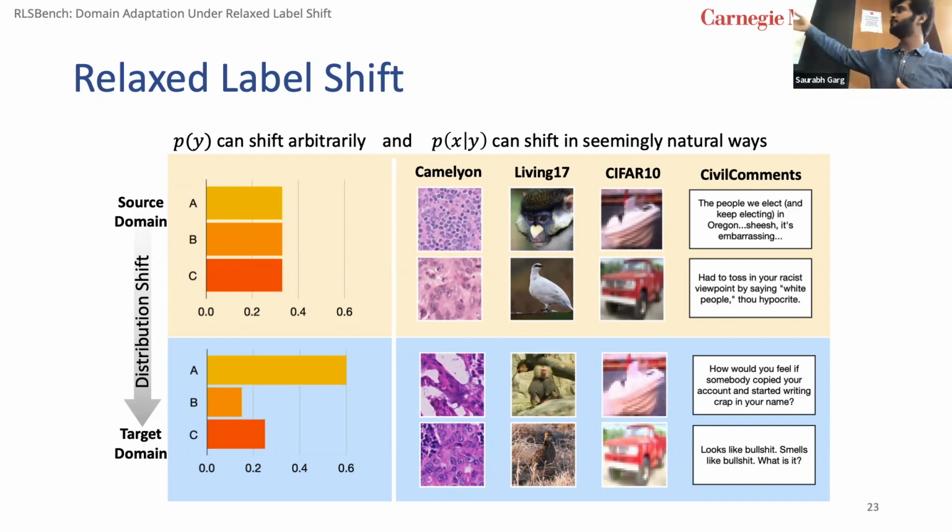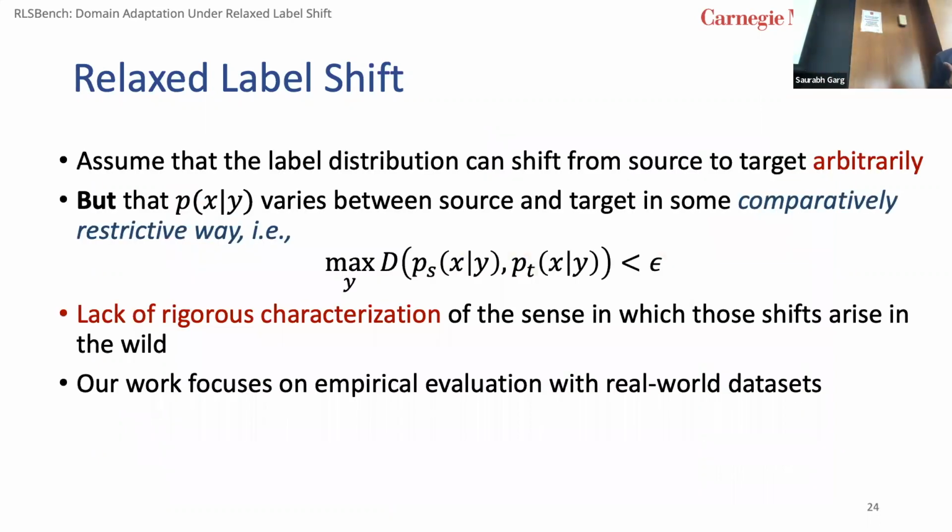And similarly, for CIFAR-10, here we have changed the saturation of these images. And these things can also happen in tabular or NLP datasets. So basically, we'll assume that this P of X given Y varies between source and target in some comparatively restrictive way. And if you want to think about this mathematically, we can think that there is some divergence constraint on how much P of X given Y can shift.